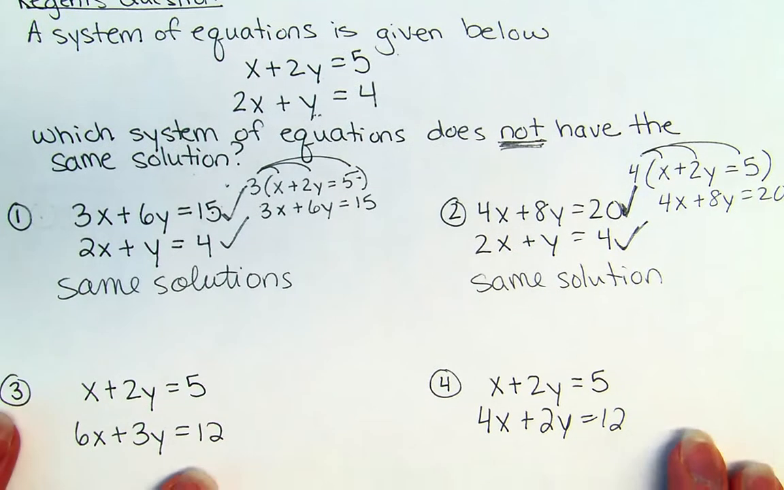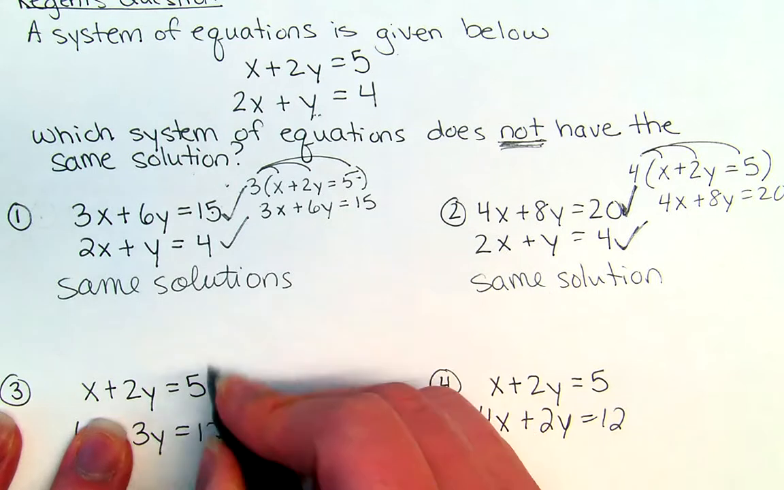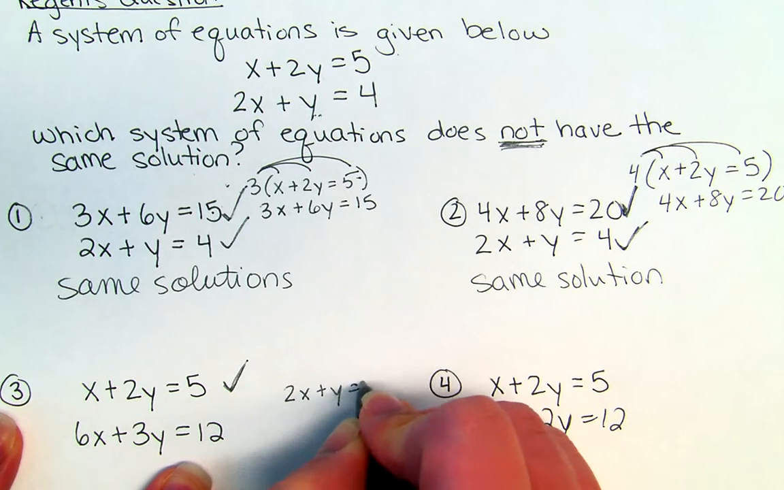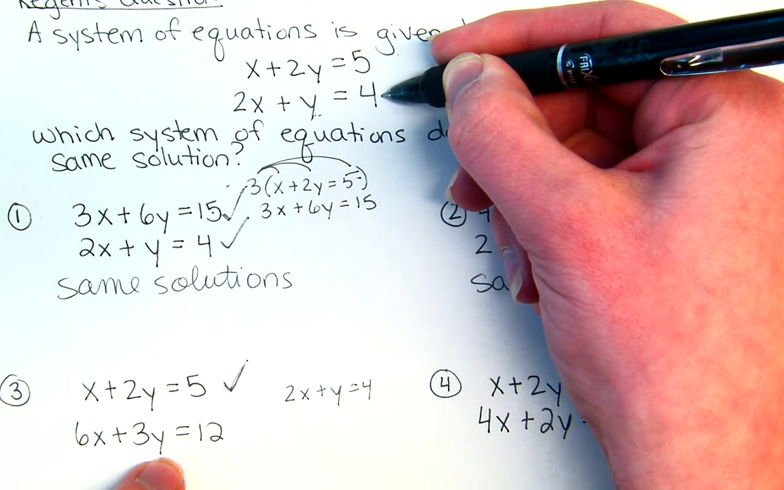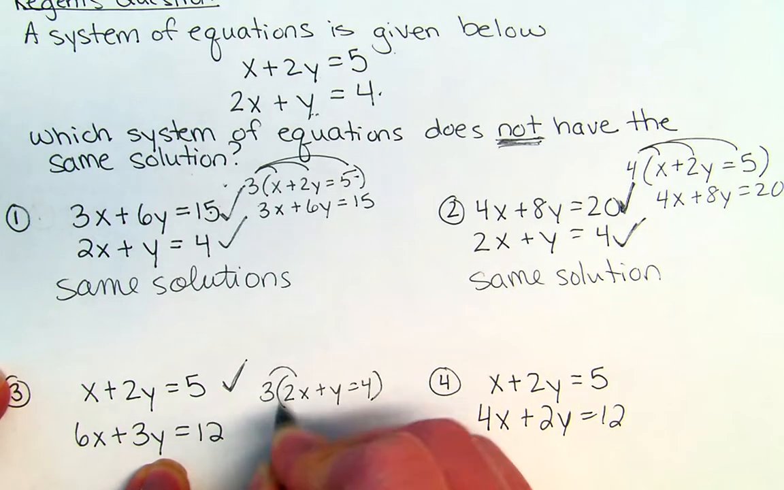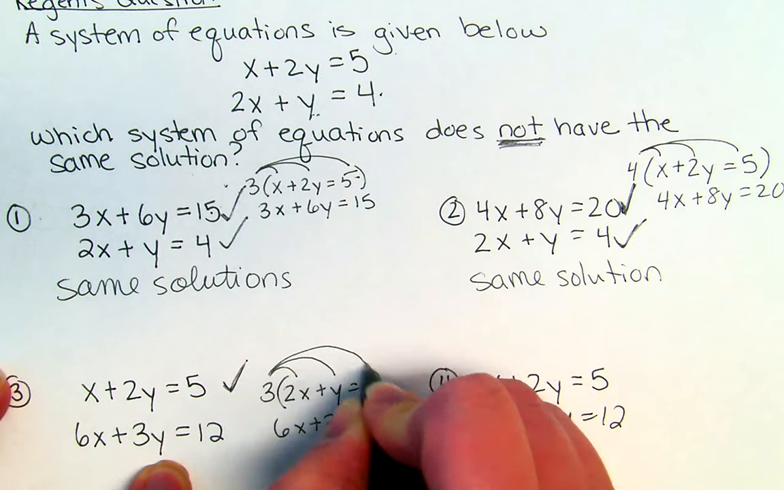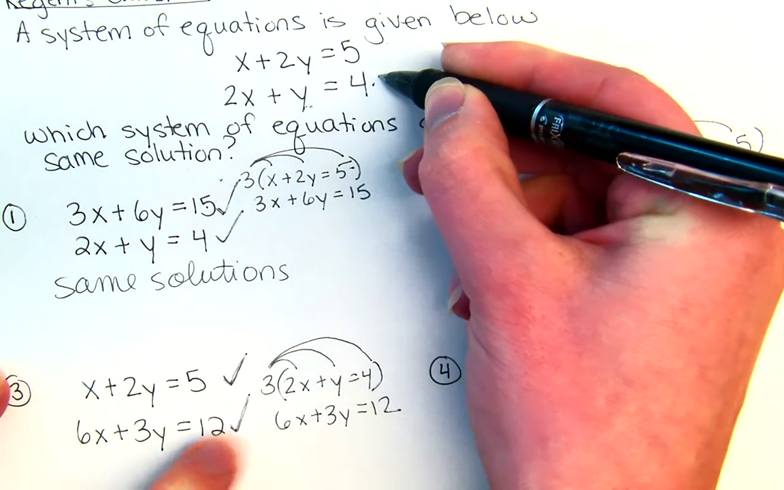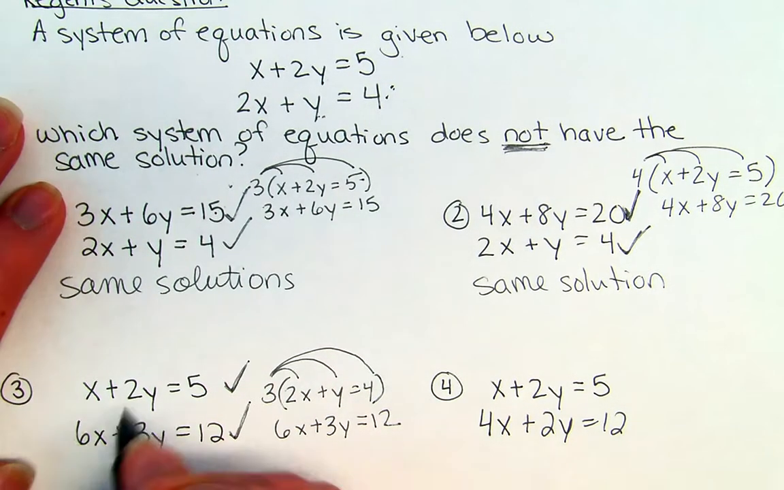So if I take a look at the next example for number 3, our first equation matches, so obviously they are equivalent. So now we're trying to figure out how they got from 2x plus y equals 4, which is the second equation, to 6x plus 3y equals 12? Well, maybe they multiplied by 3. Let's check it out. 3 times 2x is 6x, 3 times y is 3y, and 3 times 4 equals 12. So these also match, which means these two sets of systems are equivalent, and they will have the same solution.